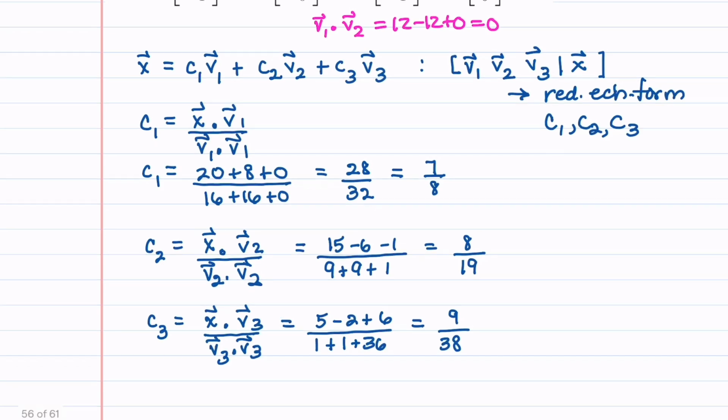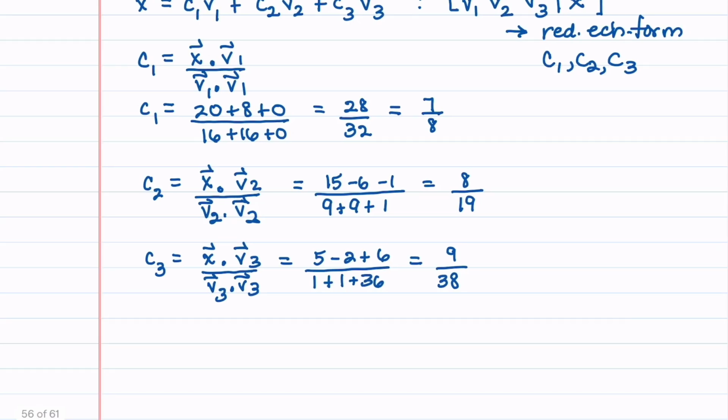Now we can write our final answer. We can say that our vector x is going to be c1, which is 7 over 8 times v1, plus 8 over 19 times v2, plus 9 over 38 times v3.